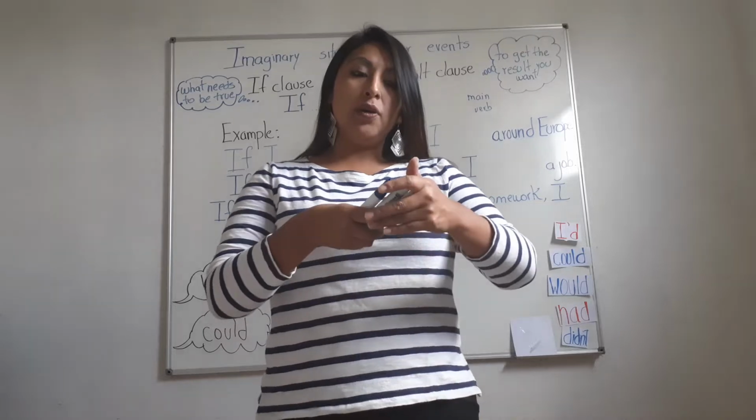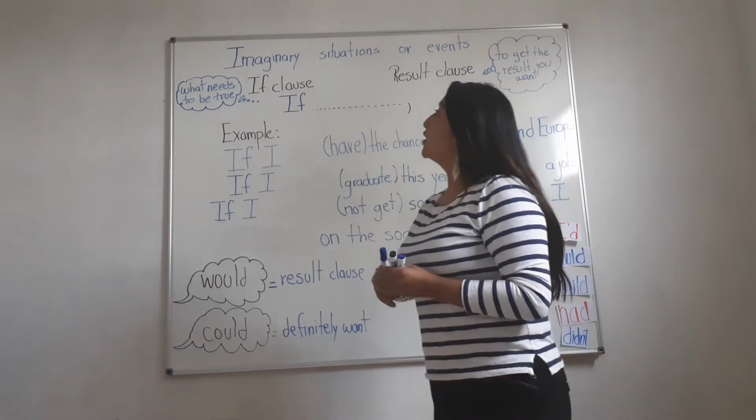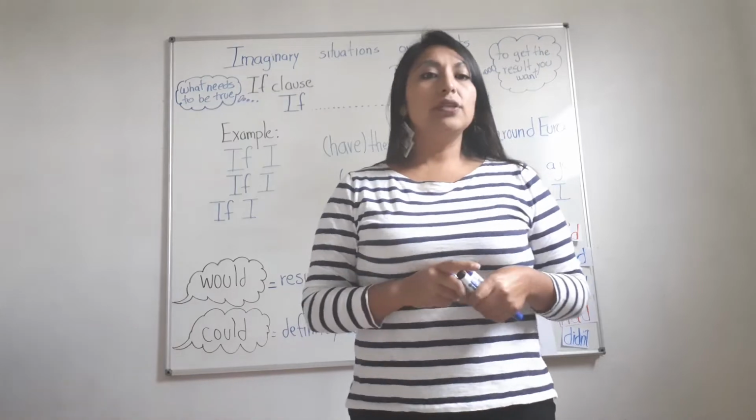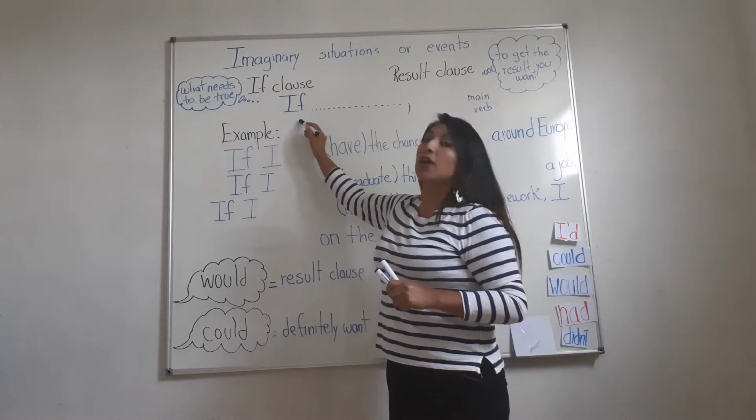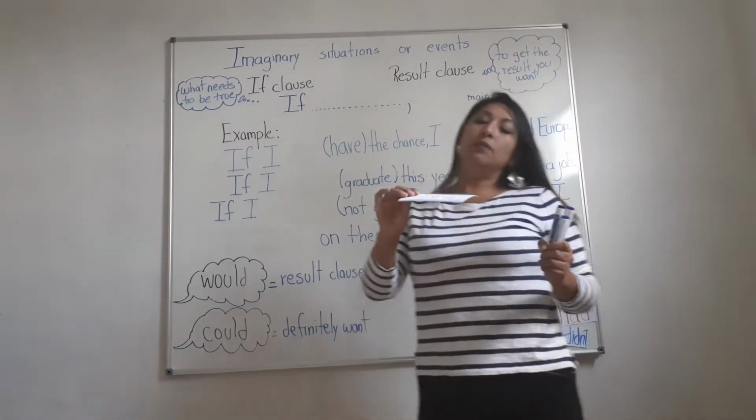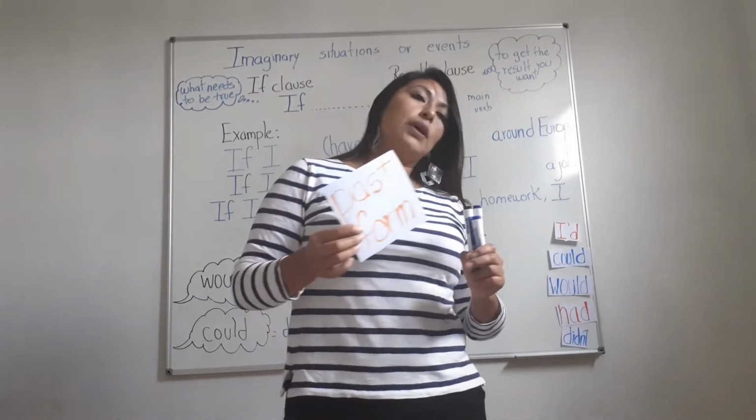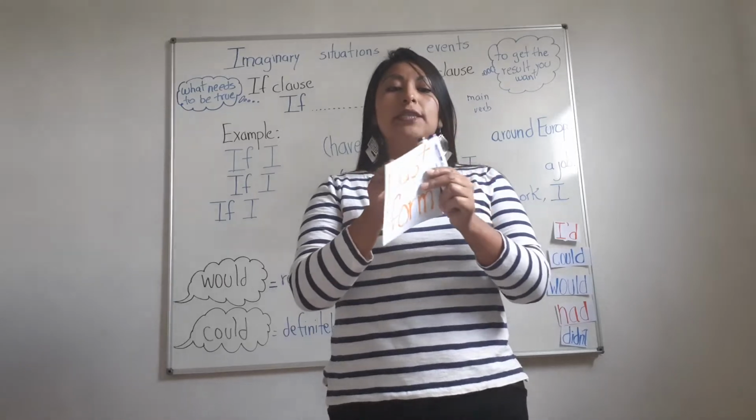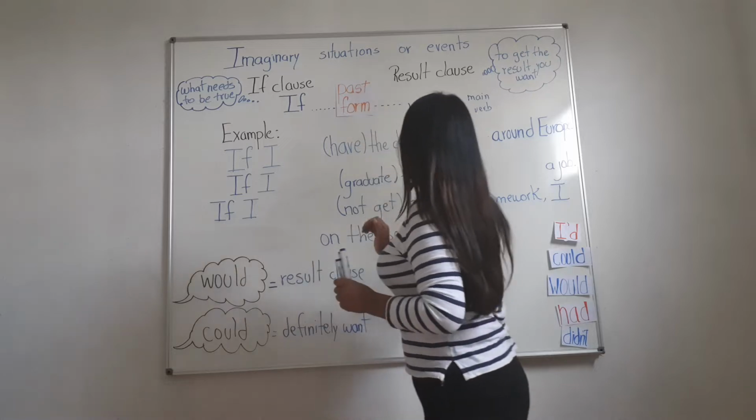Remember the last class we were talking about wishes? Okay, so today we're going to talk about imaginary situations or events. For this imaginary situation, we need an if clause. The if clause starts with the word if, followed by the past form. So remember that we have regular verbs and irregular verbs. We are going to use the verb in the past. Okay, so in this part, this is the past form.